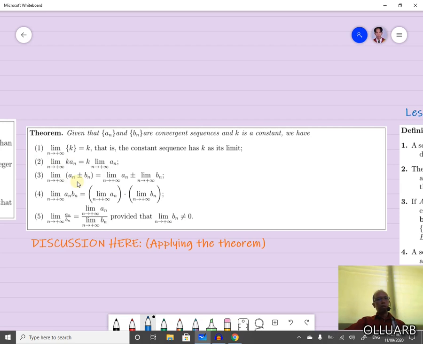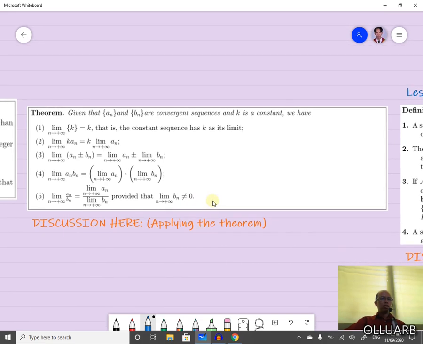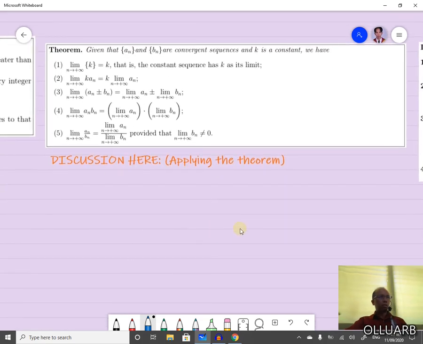The limit of a sum and difference, you can distribute. As you can see here, you can distribute. The limit of a product is the same. The limit of a quotient is the same as in calculus 1, provided that the denominator must not be equal to 0. So for example, let's have an example. Example number 1.